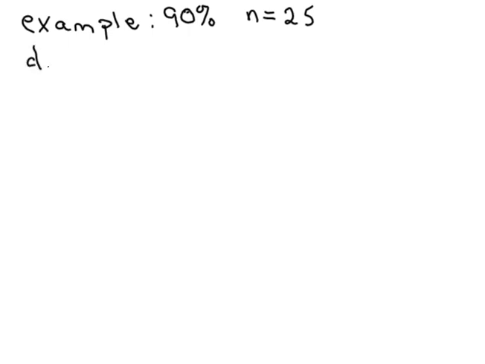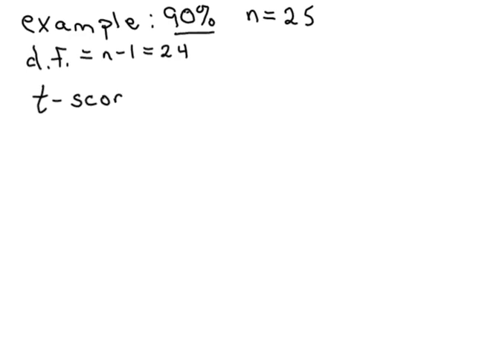I want to do an example. We're going to do an example of a 90% confidence interval with my sample size of 25. So that's the first example we're going to look at. If my n is 25, then my degrees of freedom, n minus 1, is 24.